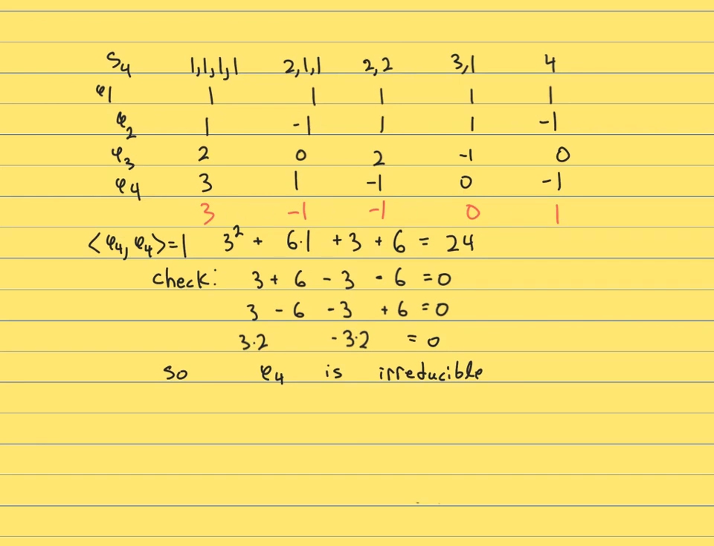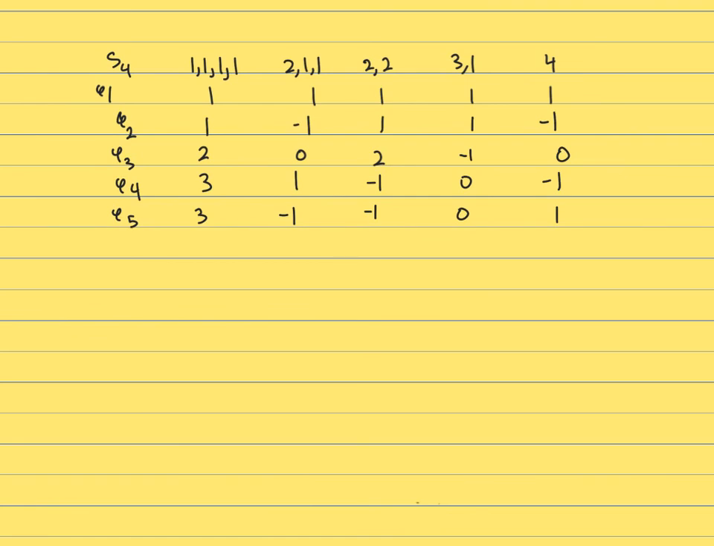Of course, that doesn't mean it's a character. But we can check that it is orthogonal to the last character we had. 9 minus 6 plus 3 minus 6 is 0. So we have 5 orthogonal class functions. 4 of them correspond to irreducible characters. We know that the irreducible characters form an orthonormal basis. Therefore, this also has to correspond to an irreducible character. Therefore, we have the character table for S4.